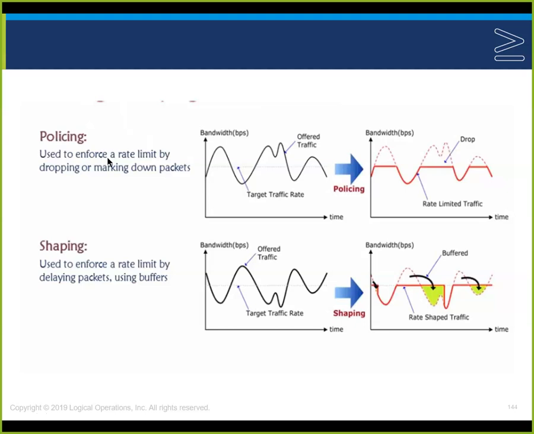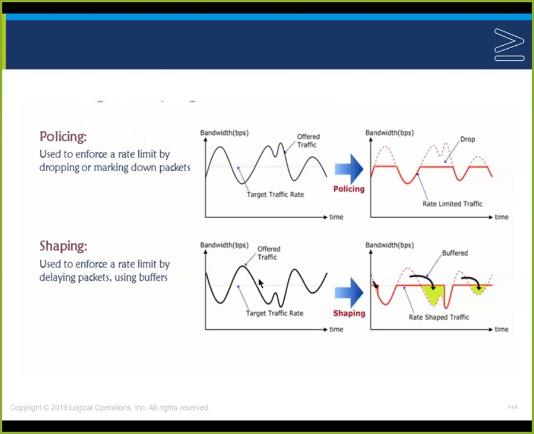Policing is used to enforce the data rate limit. If we look over here to the right, it simply chops off the flow, chops off the data above the rate. The line's kind of hard to see here, but there's a little dotted line where the pointer's going. That's going to be the maximum data rate. It chops it off, doesn't send it, and the receiver doesn't get it, so TCP asks for a resend.